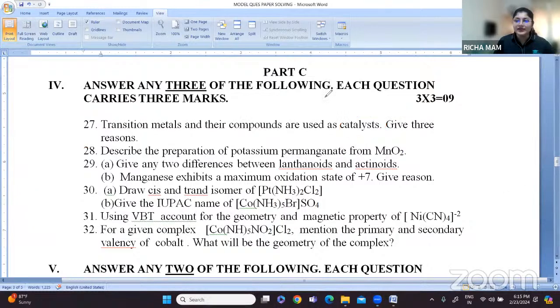Moving on to the next question: Describe the preparation of potassium permanganate from MnO2.